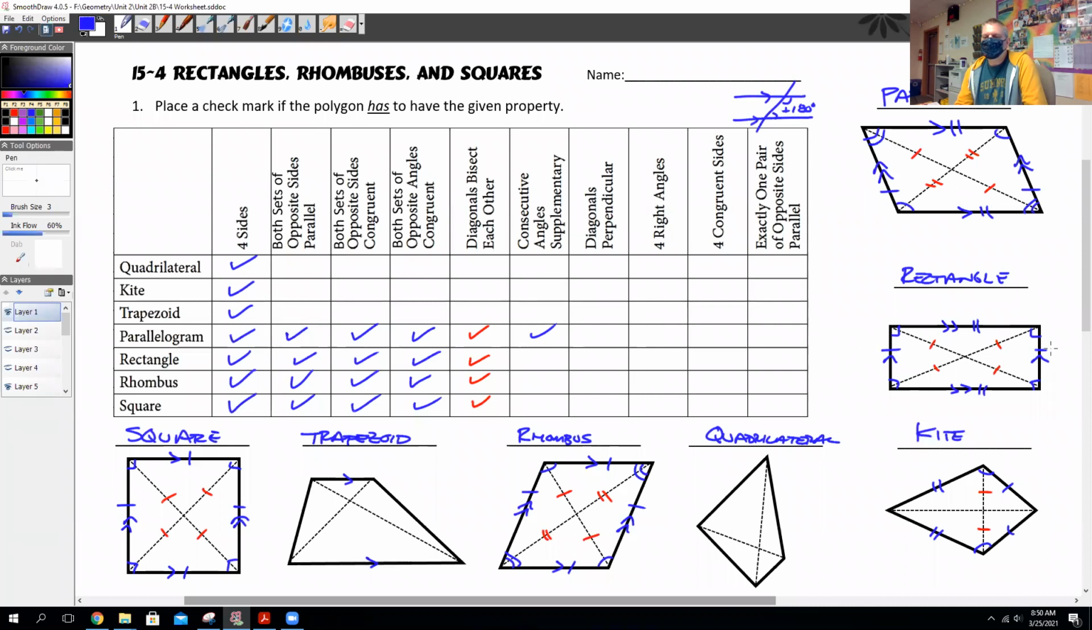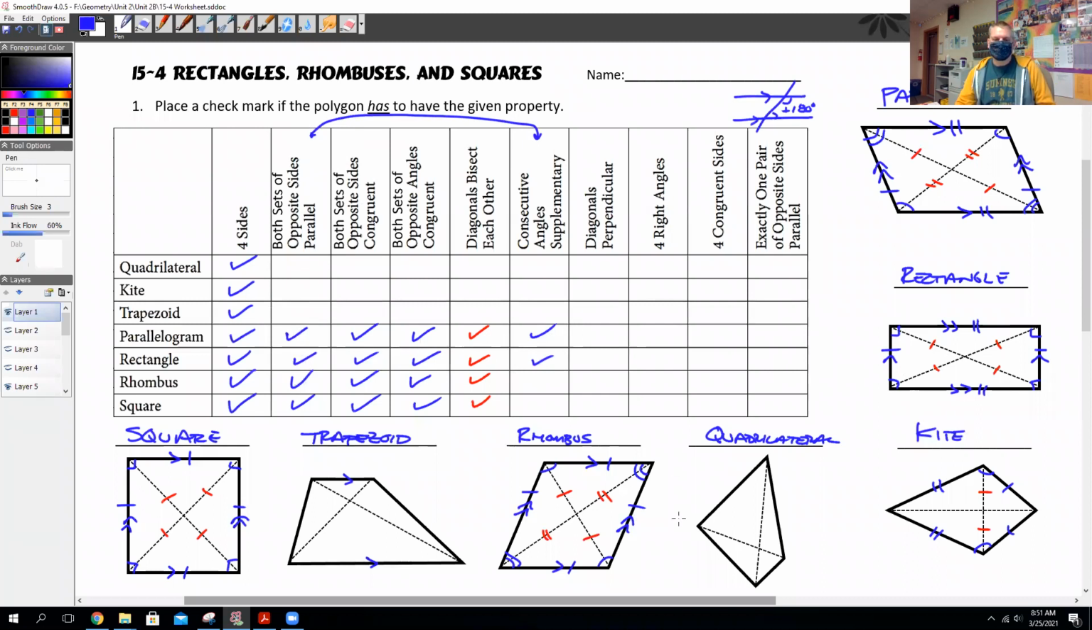So rectangle. Yep, and again, the key here is if the opposite sides are parallel, then the consecutive angles are also going to have to be supplementary. So parallelogram has both sets of opposite sides parallel and its consecutive angles are supplementary. Rectangle, guess what? Consecutive angles are also supplementary and both sets of sides are parallel.